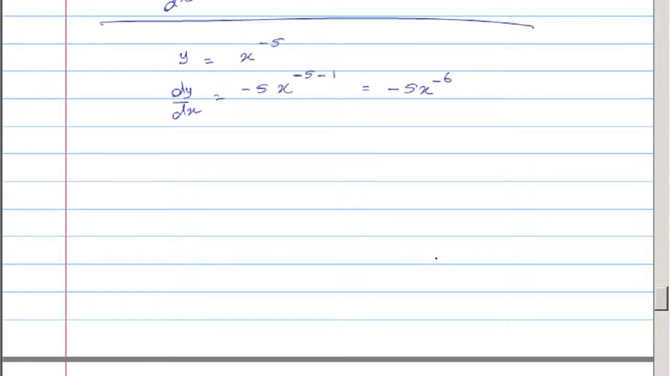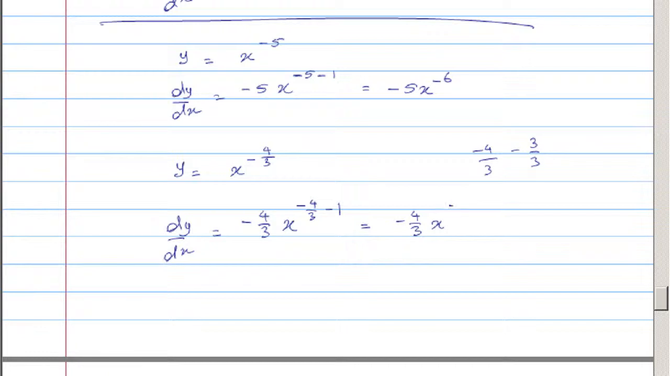Okay, I'll also take one with a negative fraction. So let's say I have y equals x to the power minus 4 over 3. Then dy over dx would be equal to minus 4 over 3 times x to the power minus 4 over 3 minus 1. So that's minus 4 over 3 minus 3 over 3. So this gives minus 7 over 3.